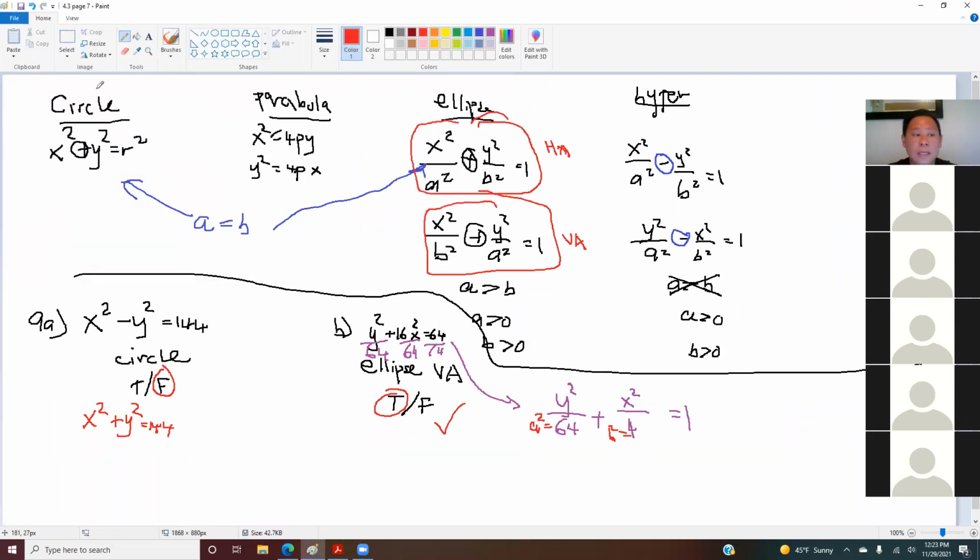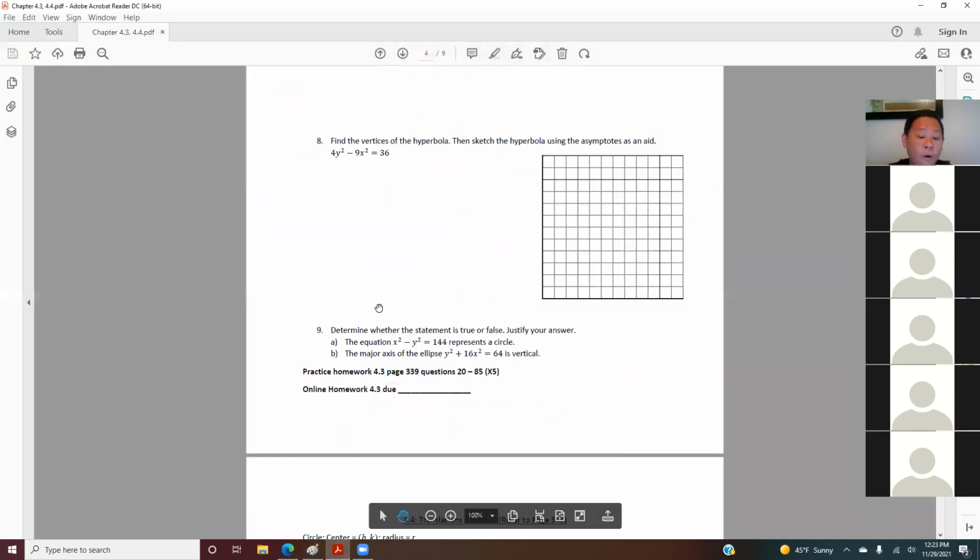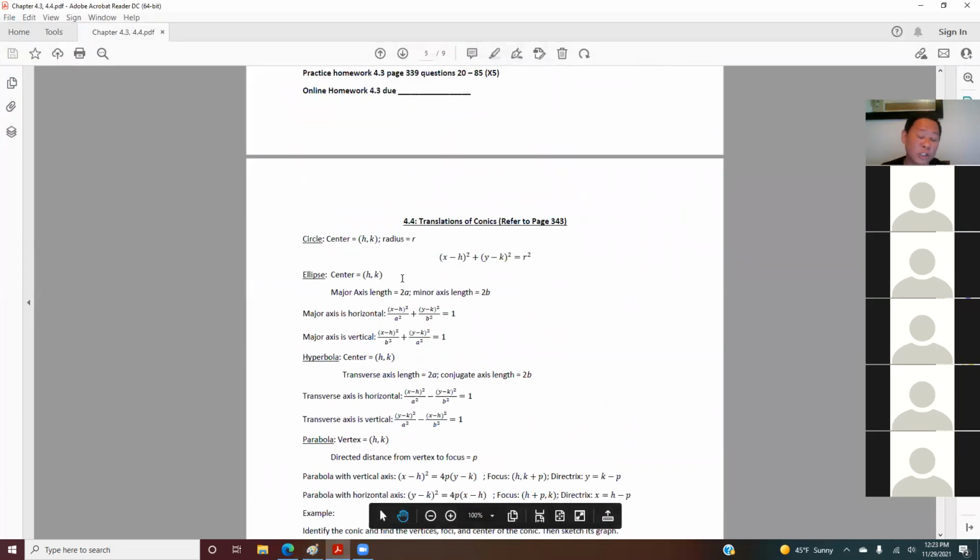Now, in this section 4.3, every single one of your centers is at the origin. So in these, you find that your center is at 0, 0. Okay, in the next section, 4.4, your center is no longer at 0, 0, it's at h, k. That means it has been translated to another location.